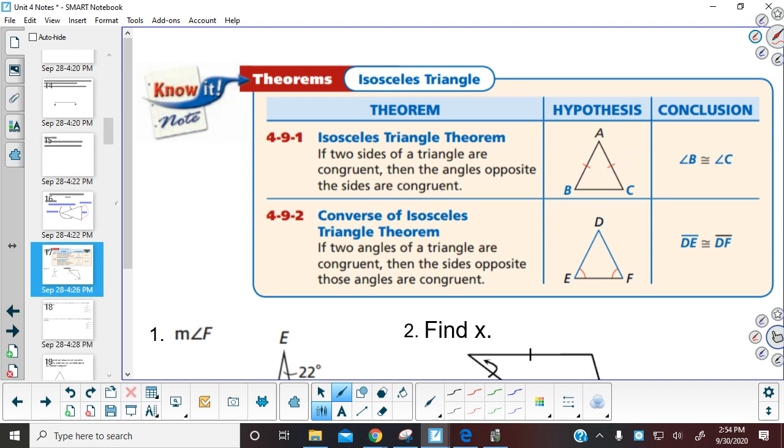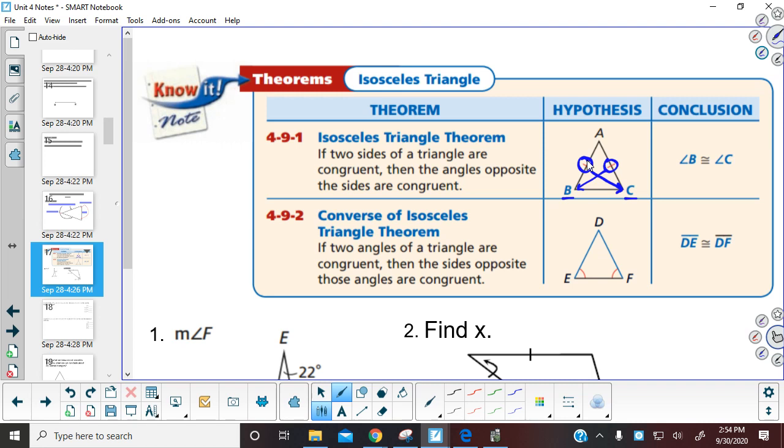What I mean by that is this. If you look at the very first theorem, it says if two sides of a triangle are congruent, so first off, we have these two sides congruent, then the angles opposite are congruent. If you're standing at that side and looking across the triangle, we're looking at this angle, and if we look across from the other side, we are looking at this angle. Those two angles will also be congruent.